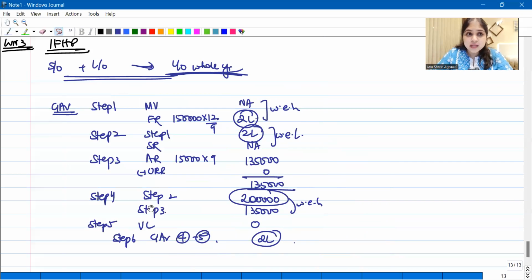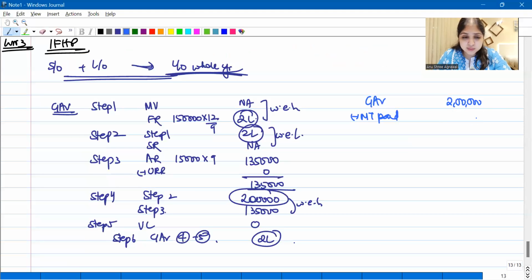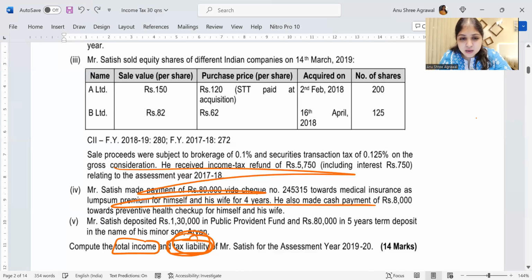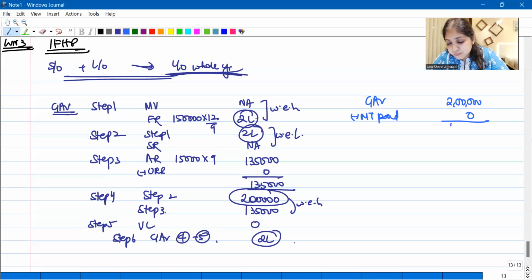Perfectly clear. Yes, so I have the GAV number with me. How much is my GAV number? 2 lakh. From this GAV number, what are we supposed to subtract? Tell me. We're supposed to subtract municipal taxes paid. As of now, do we know what is a municipal taxes paid in this adjustment? We don't know. We might have it later in the question. One quick glance at the question. Anywhere is a municipal tax paid number written? Nowhere municipal tax paid number is given. So this 2 lakh as it is becomes our NAV.